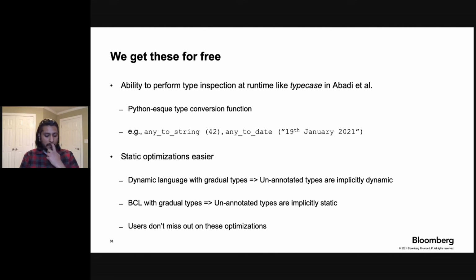Apart from these advantages, there is an added advantage that we get, not just as a result of adding dynamic types, but also as a result of doing so in a static-first approach. In compilers, often they can do optimizations with the help of static type information. In a dynamic language with gradual types, any unannotated types are implicitly dynamic, and for a user of such a language to leverage these static optimizations, they would need to annotate their entire program. But with BCL, unannotated types are implicitly static. So our users don't miss out on these optimizations, and they don't have to go through the effort of annotating their entire program. So gradual types not only make life easier for our users, they also give us a lot of value-added benefits to make BCL a much more extensive language.